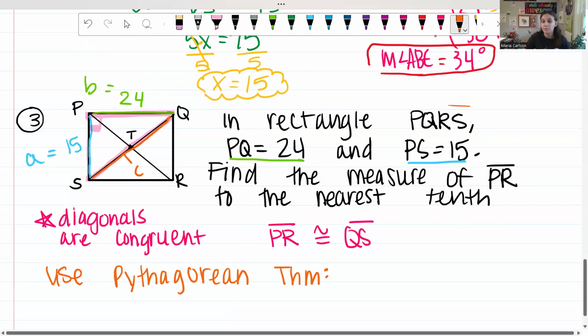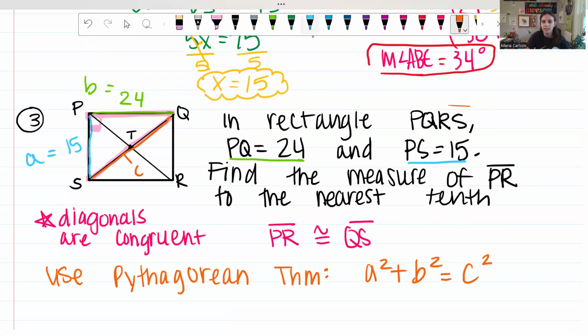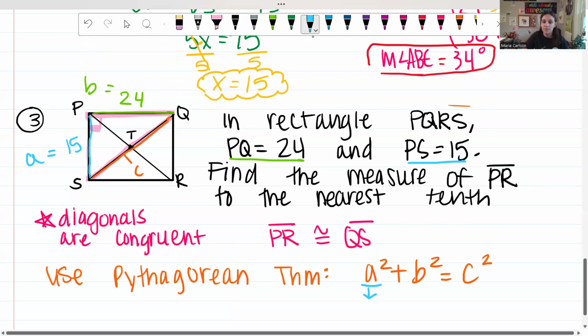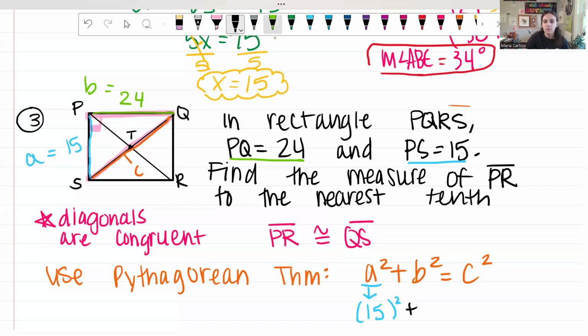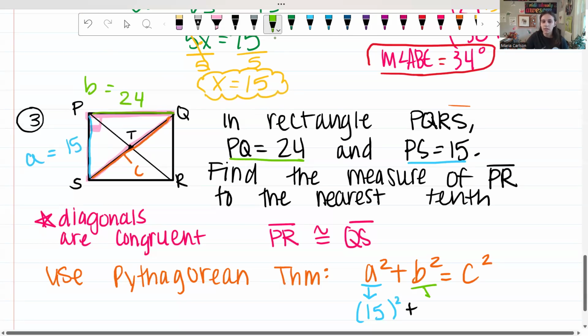The Pythagorean theorem says that A squared plus B squared is equal to C squared. And we found those things, right? A is 15, so I have 15 squared plus B squared, which is 24 squared, and that is going to be equal to whatever our C squared is.